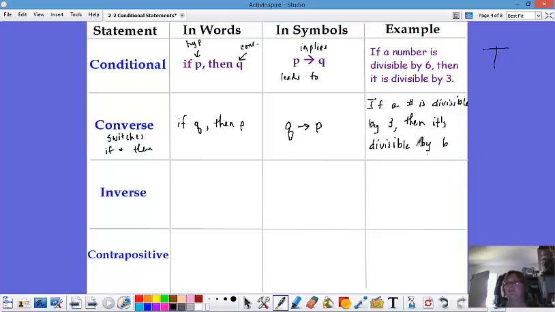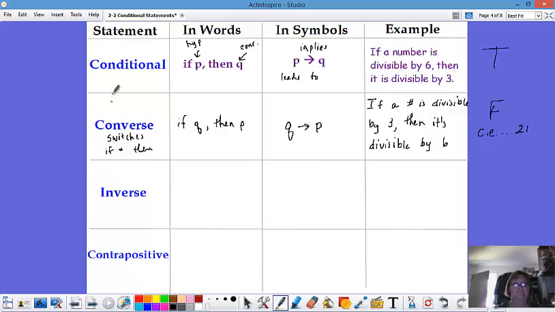Can you give me a number that's divisible by 3 that is not divisible by 6? Like 12, it's divisible by both of them. 18 is divisible by both of them. 21 isn't though. This is false, and a counterexample might be 21, and maybe you thought of another counterexample. So the converse of a conditional switches its if with its then.